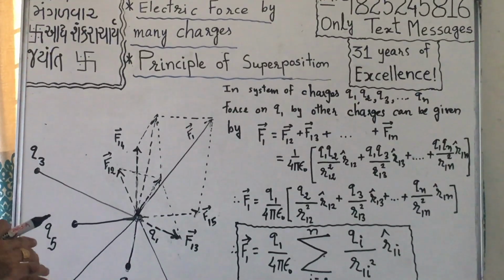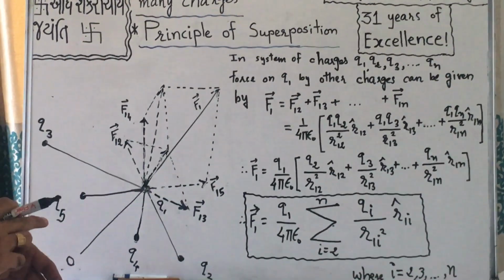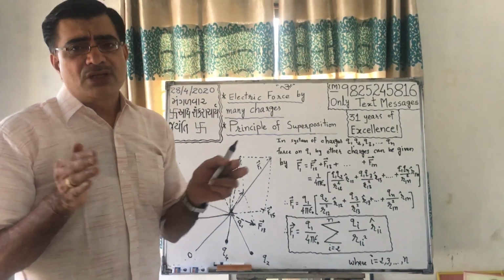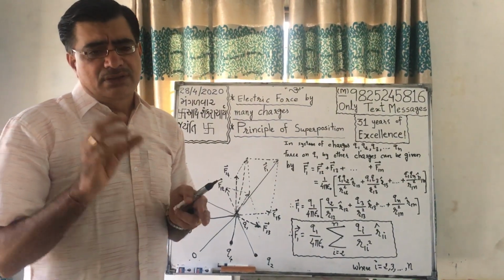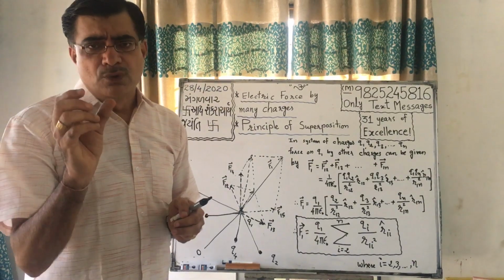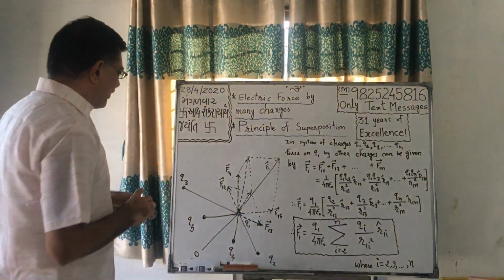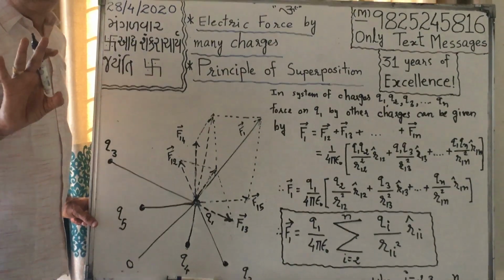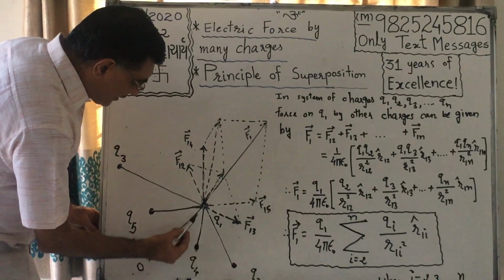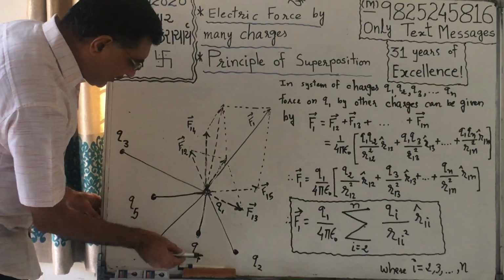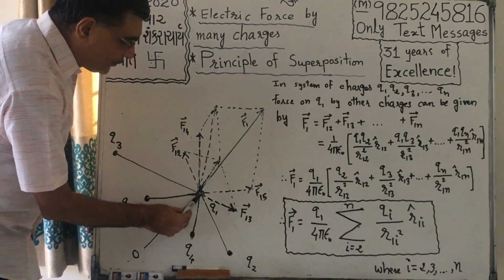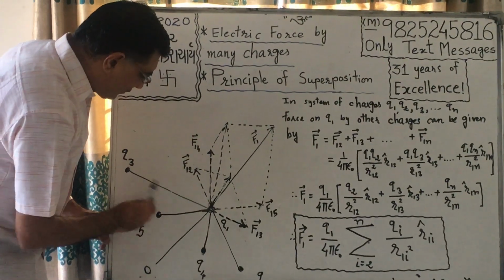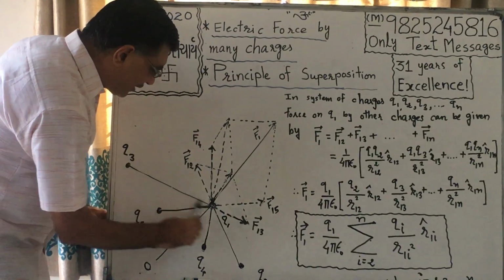Again, let us understand this figure, which is somewhat complicated. Whenever you draw this figure, draw it somewhat large. Don't try to draw a small figure, draw a large figure. Again repeating, this is the reference point. We are not showing position vectors. These are the charges Q1, Q2, Q3, Q4, Q5. We have to find the force on Q1. First of all, the force on Q1 by Q2, that is F12. Force on Q1 by Q3, that is F13.